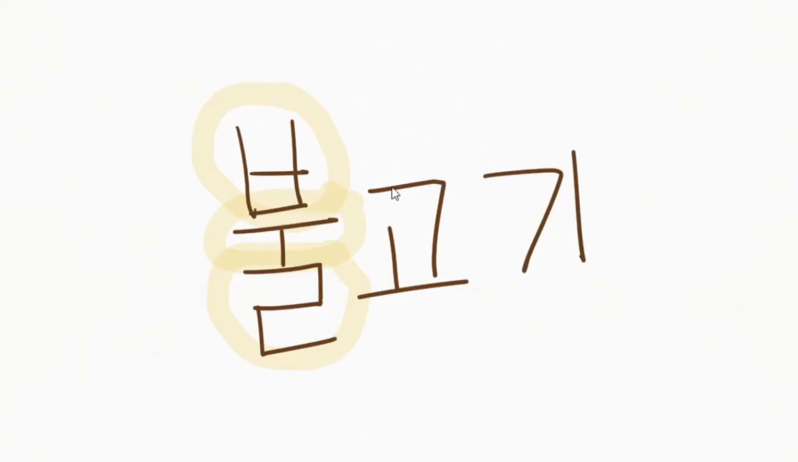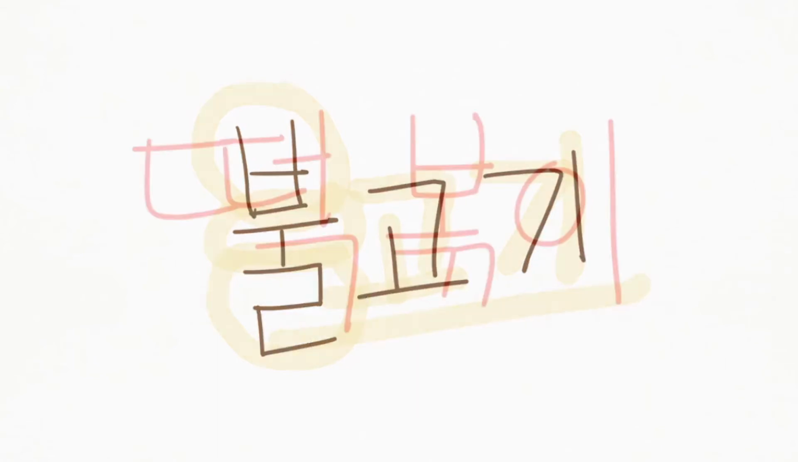Then you'll move on to the next syllable, go. So then you'll write the G or K sound, and then you'll follow that with the O sound. The last syllable in that word would be the ki sound. So again, you'd write the K or G sound, and then you follow that with the E vowel, and then you have the word bulgogi.